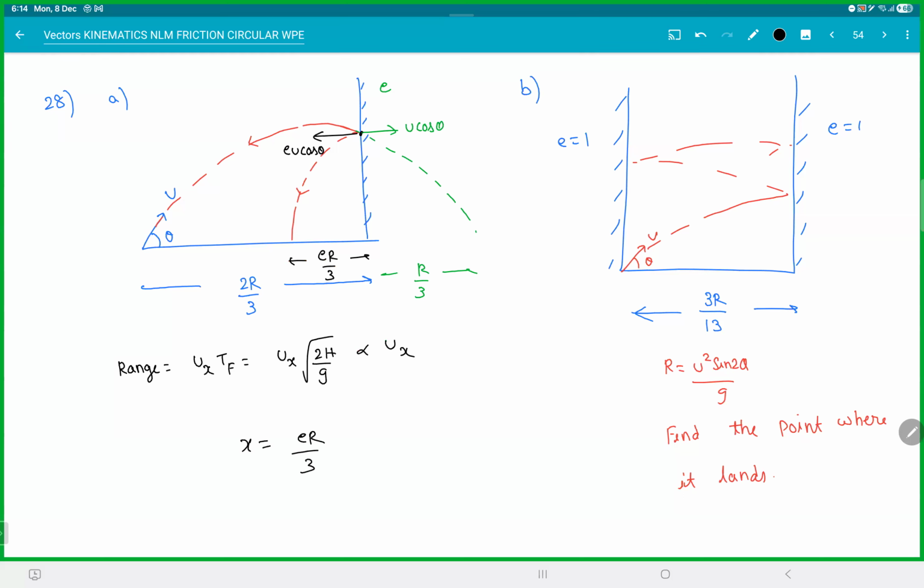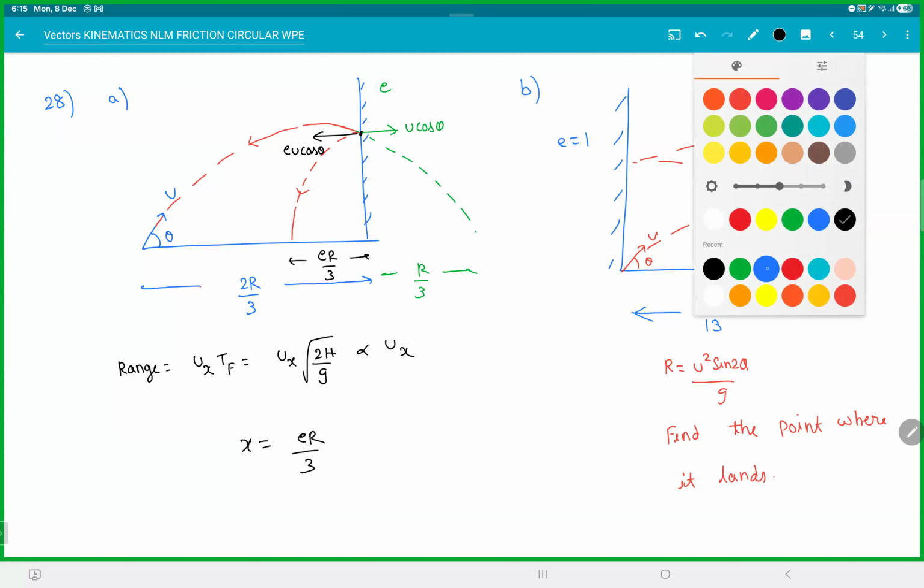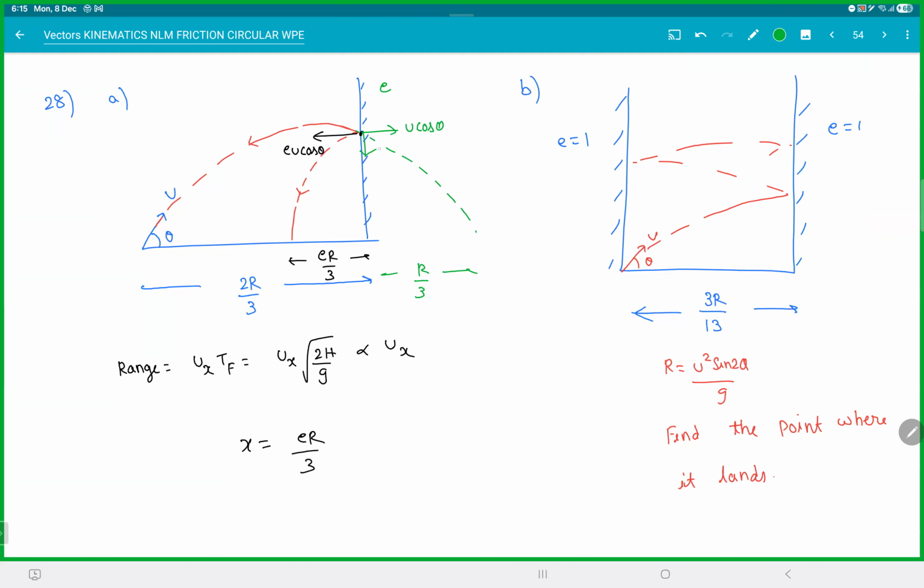Is that making sense? If e is equal to 1, you would have bounced back r by 3 just like a mirror image. Only the horizontal component changes, isn't it? The vertical component is unaffected. I know I can't use this formula because there is no horizontal velocity, but this guy will be whatever this uy is. This uy also will be the same. So time of flight will be the same, isn't it? Since uy is the same, they'll have the same time of flight. So range depends on the horizontal velocity.